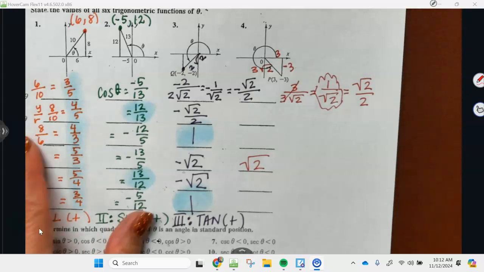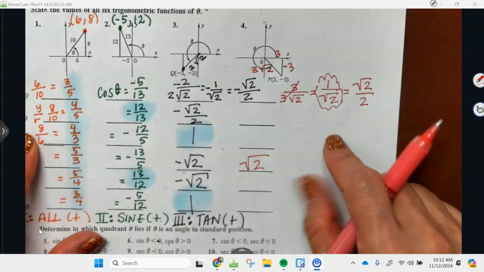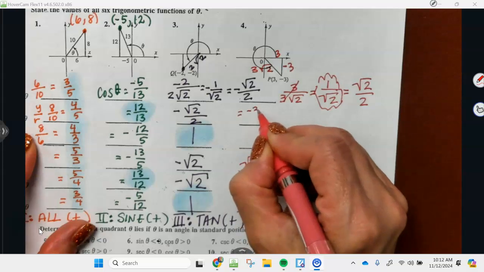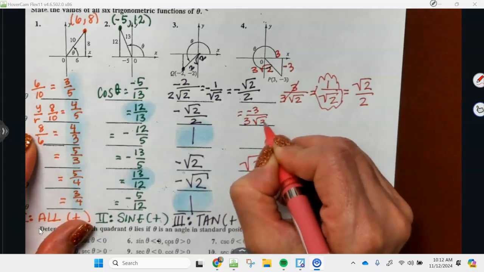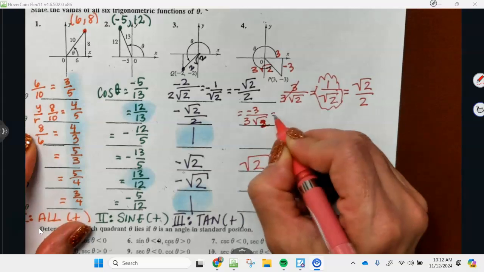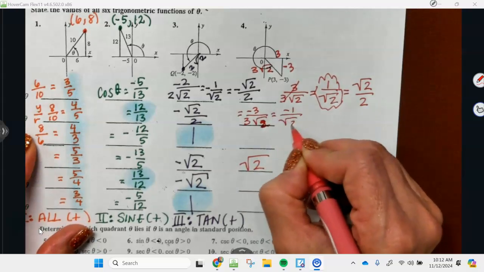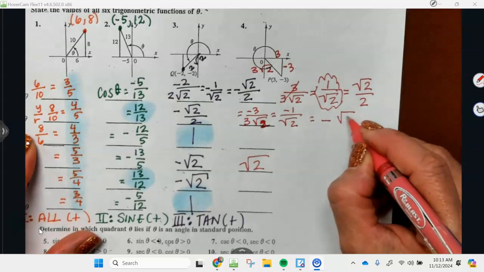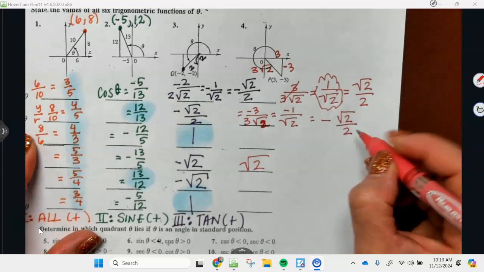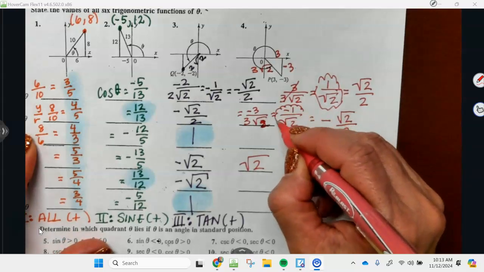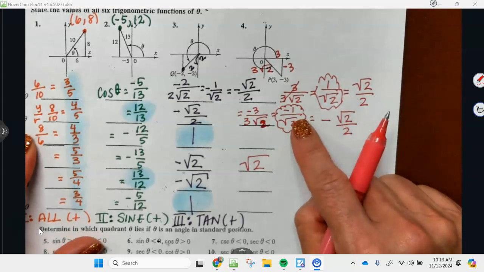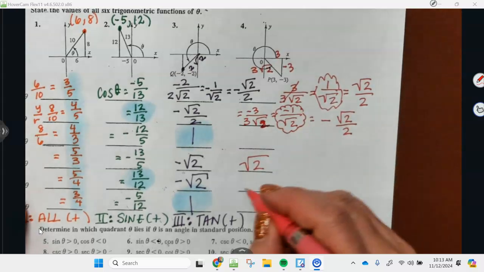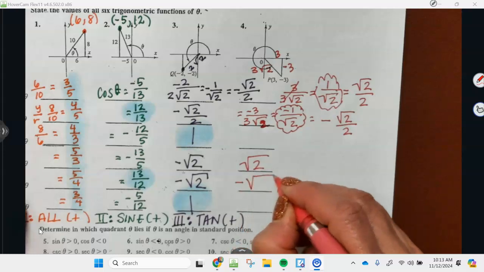All right, so for sine, y'all, it kind of looks like cosine, but remember it's -3. So this is going to be -3 over the radius of 3 root 2. And that's going to be -1 over root 2. And that's going to rationalize to negative root 2 over 2. Again, let me go back and flip this upside down for cosecant. So -1 over root 2 is negative root 2 for cosecant.